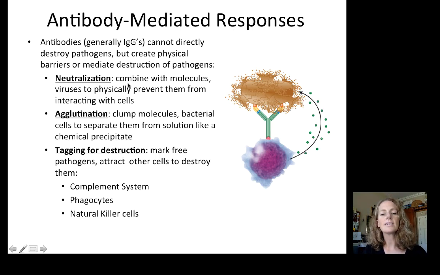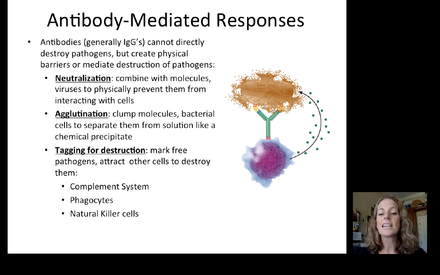So antibodies can physically surround a pathogen to prevent it from interacting with other cells. So it can form a barrier around that pathogen. So it will bind to the outside of that bacteria, for example, and prevent it from interacting with cells. It can also clump molecules. So it can clump bacterial cells together. So antibody will grab onto one cell, another to another cell, they'll all clump together, and it can cause them to precipitate out of solution.